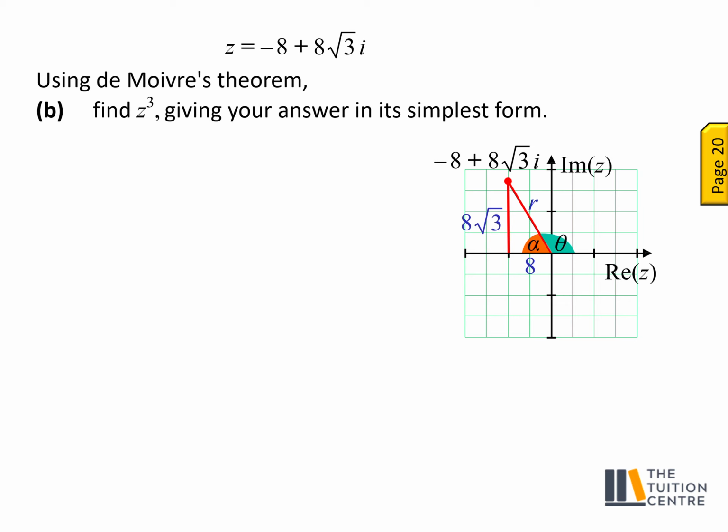Now, this says here, use De Moivre's theorem and find z to the power of 3, giving your answer in its simplest form. Okay, so we'll do it first in radian measure. So in using polar form, I can say z is equal to 16 times cos 2 pi over 3 plus i sine 2 pi over 3.